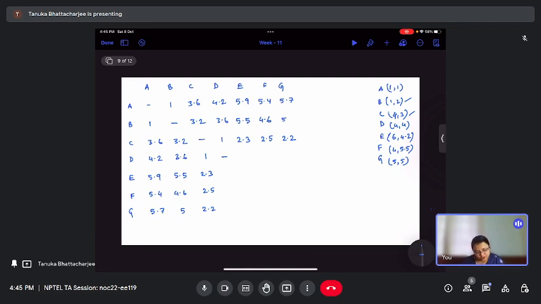Now we are considering the distances with D. D and E, the distance will be two. Then D and F, the distance will be 1.5. Then D and G, the distance will be 1.4.